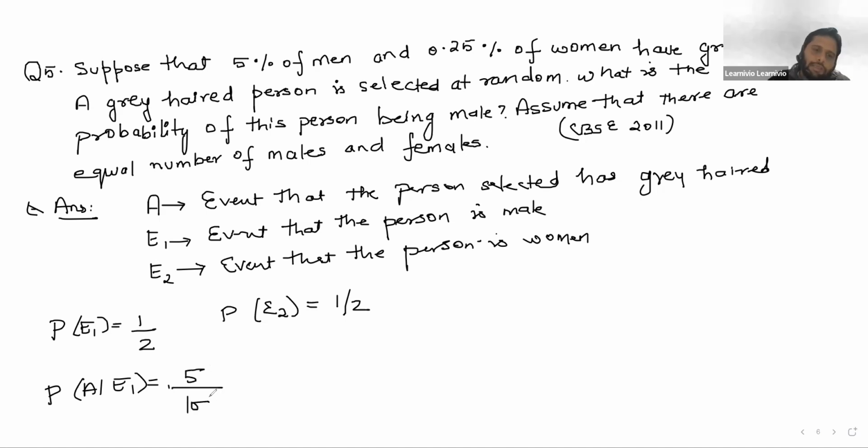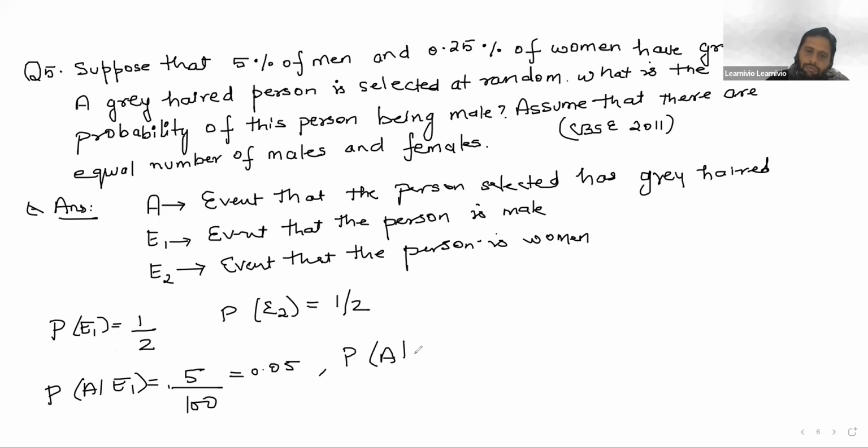What is meant by A by E1? E1 is already given. Okay. E1 given means the person is a male and he has gray hair. So how many males have gray hair? 5%. 5% of total men. So that will be equal to 5/100.